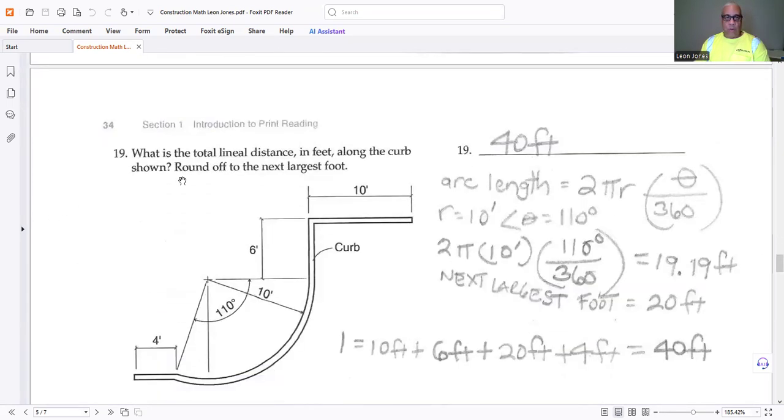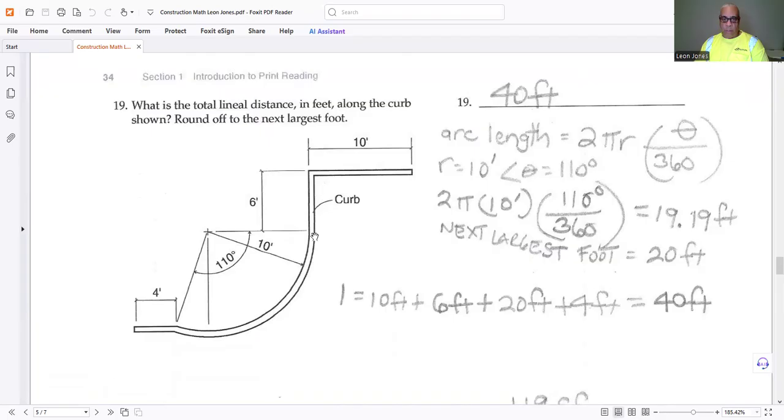For this one, what is the total lineal distance in feet along the curve shown, rounded off to the largest foot? So you have your arc length. You deal with angles here. You get your feet, next largest foot, 20 feet. Then you have your 10 feet, 6 feet, 20 feet, 4 feet. Then you get 40 feet. This is your lineal feet of curve right here.